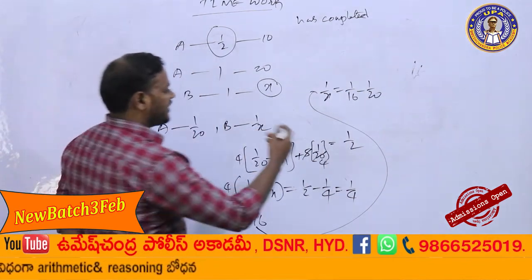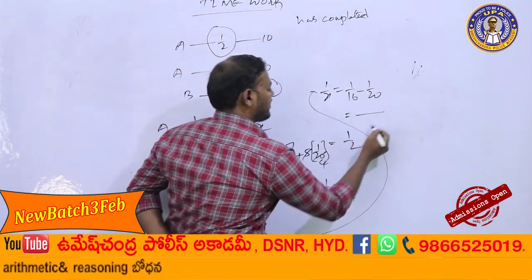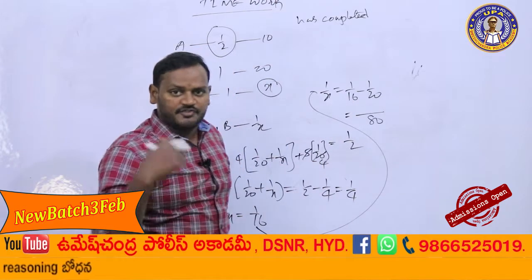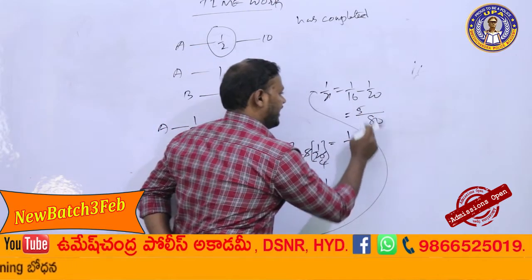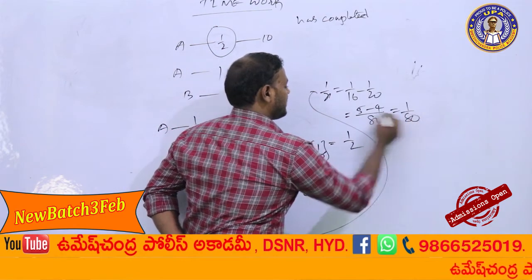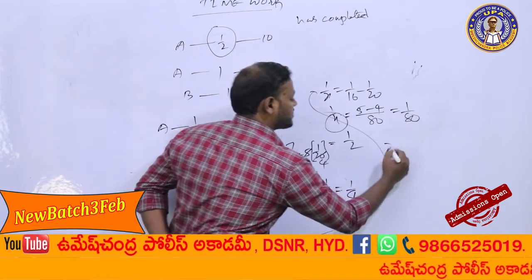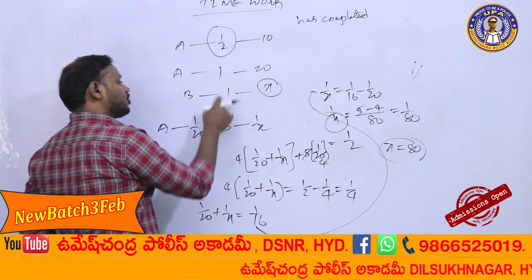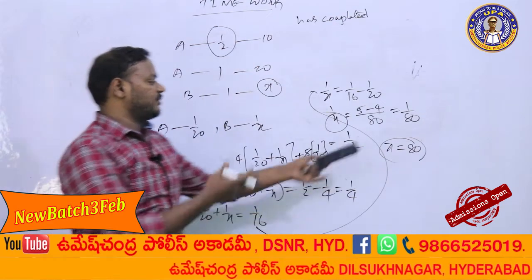Is it clear? Again we can take the LCM. 16, 20 LCM can be 80. 80 by 16, 16 fives are 80, so 5 times. 80 by 20, 4 times. 5 minus 4, 1 by 80. 1 by x equal to 1 by 80. Then x equal to 80 days. x is nothing but B alone can complete the total work in x days. That is nothing but 80 days.